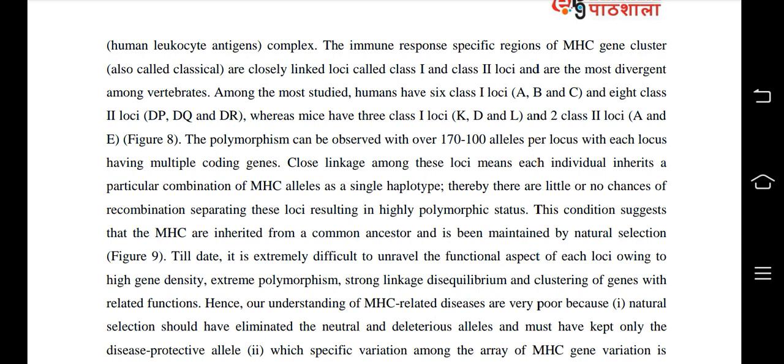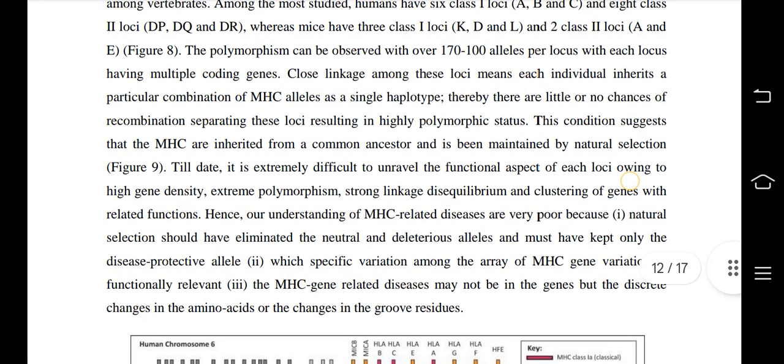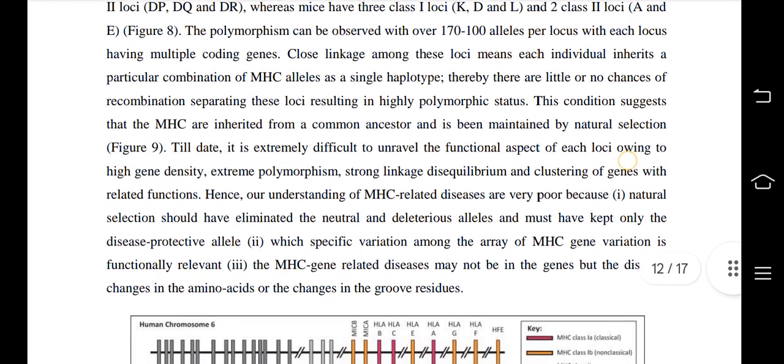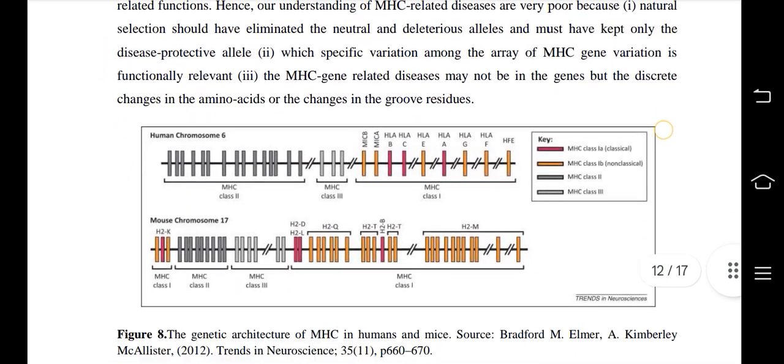Hence, our understanding of MHC-related diseases is very poor, because natural selection should have eliminated the neutral and deleterious alleles and kept only the disease-protective alleles. Specific variation among the array of MHC gene variation is functionally relevant. MHC gene-related diseases may not be in the gene itself, but in discrete changes in the amino acids or changes in the groove residues.